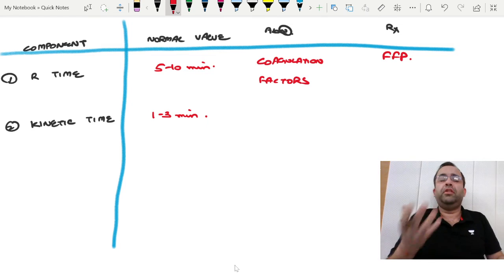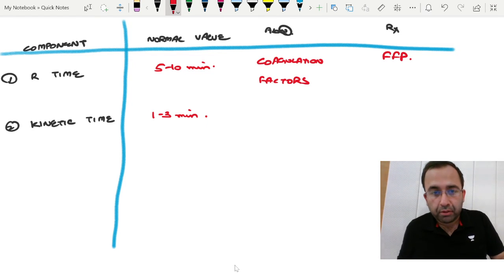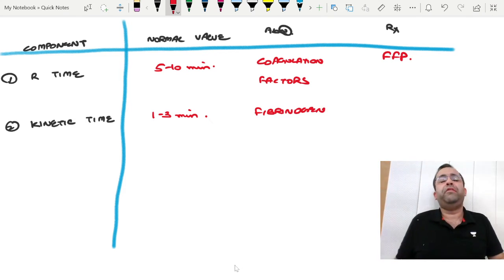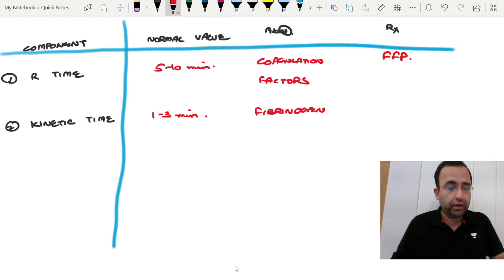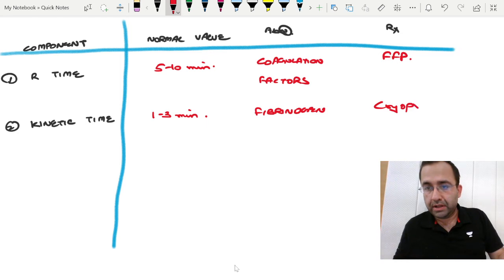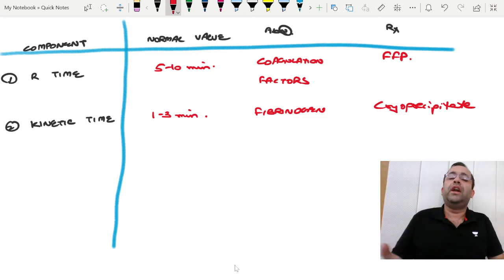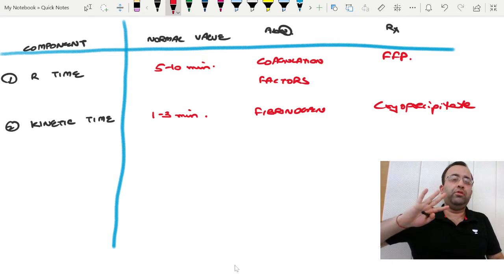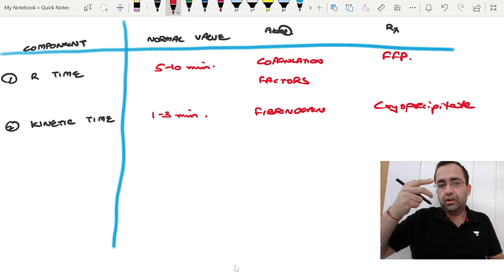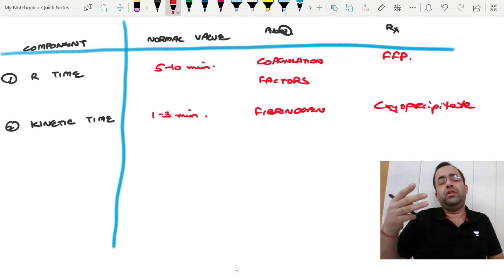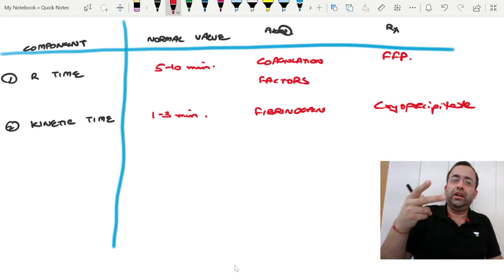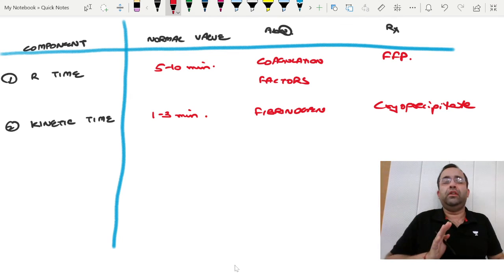Now, if the clot is not firm, that signifies a problem in fibrinogen. Which component of blood is rich in fibrinogen? That is cryoprecipitate. Cryoprecipitate is rich in four things: von Willebrand factor, factor 8, fibrinogen, and factor 13. So fibrinogen therapy is cryoprecipitate.